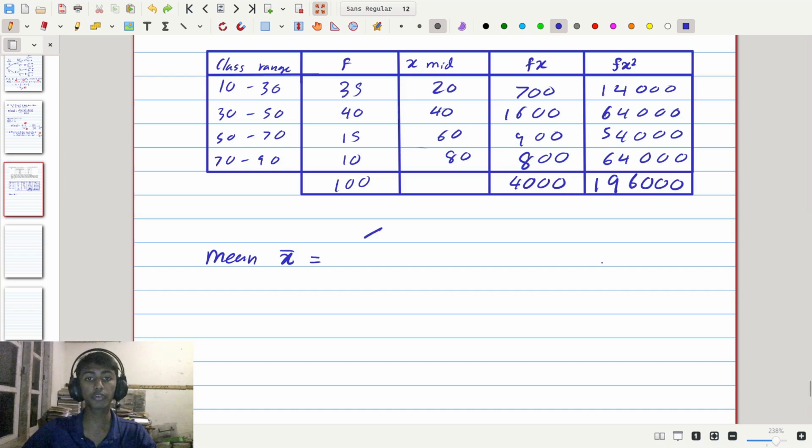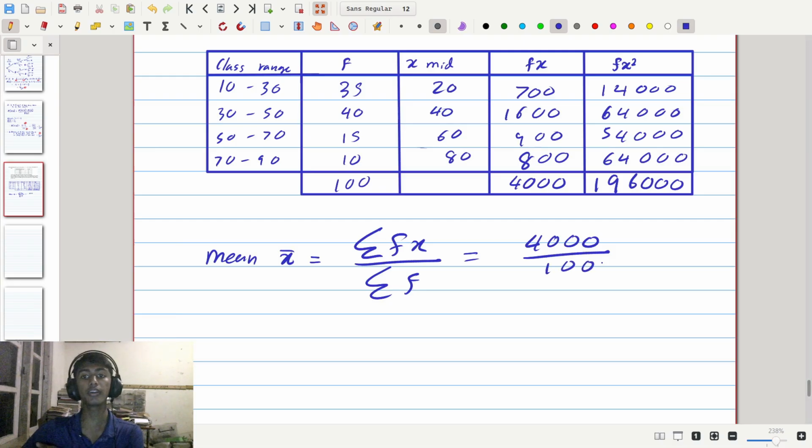So therefore, I'm going to write sigma fx on top, and it's going to be divided by the total number of values, which in this case is the sum of all of the frequencies, which is 100. So therefore, we need to divide by the sum of frequencies, sigma f, and if we substitute, we have 4,000 for sigma fx, divided by sigma f, which is 100. So therefore, we have 4,000 divided by 100, which is going to be 40. And therefore, the average value or the mean of this set of data is 40.